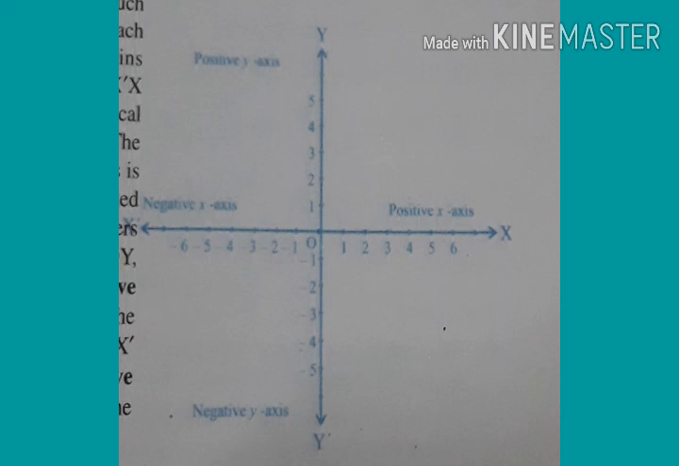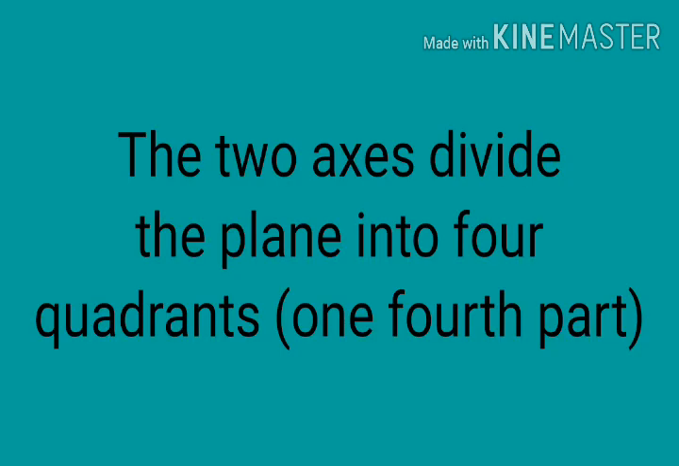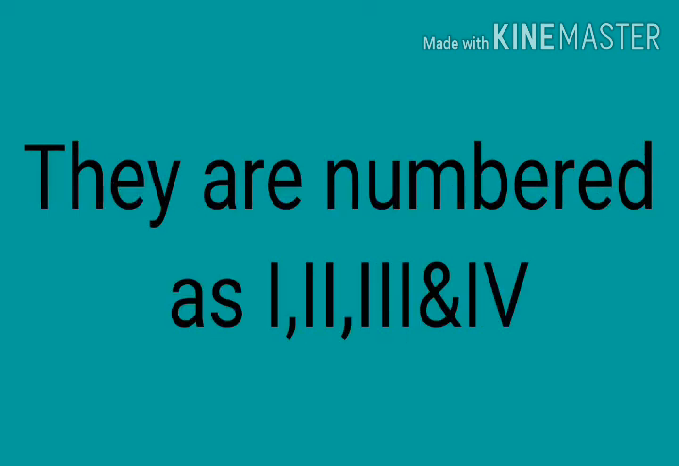Okay. The next is quadrants. What is meant by quadrant? The two axes, the x-axis and y-axis, divide the plane into 4 quadrants, that means 1/4 part. Okay. They are numbered as first, second, third and fourth. First quadrant, second quadrant, third quadrant and fourth quadrant.